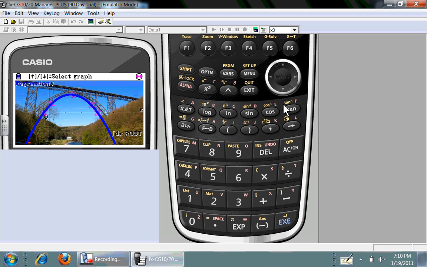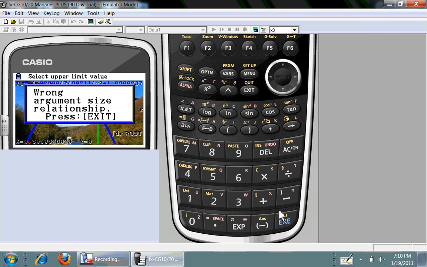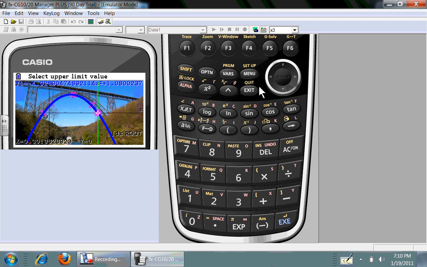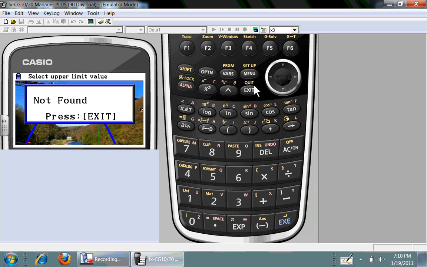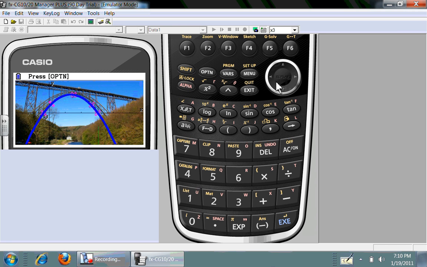Again, it wants to know, is it the regression equation or is it the equation pasted? There's one root. Toggle over. I'm going to start at the right-hand side. I'm going to go to the left-hand side. Argument size. Oh, I must have made a mistake there. Let me press. There's one root. Oops. Let's try that one more time.